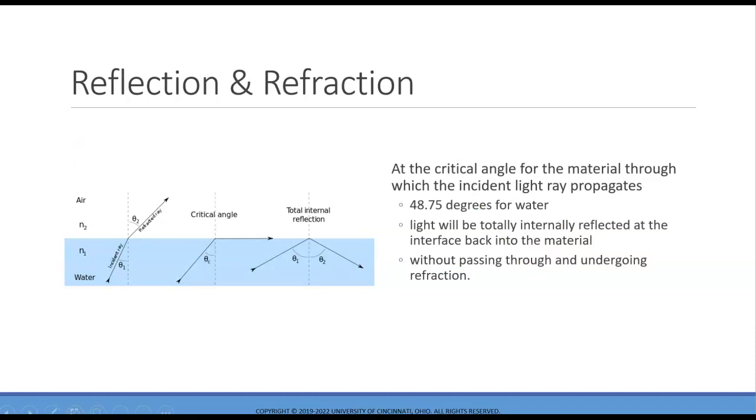At the critical angle for the material through which the incident light ray propagates, 48.75 degrees for water, the light will be totally internally reflected at the interface back into the material without passing through and undergoing refraction.